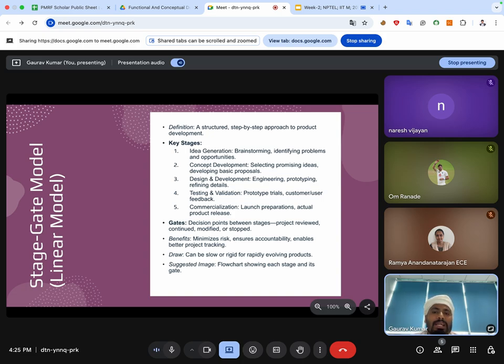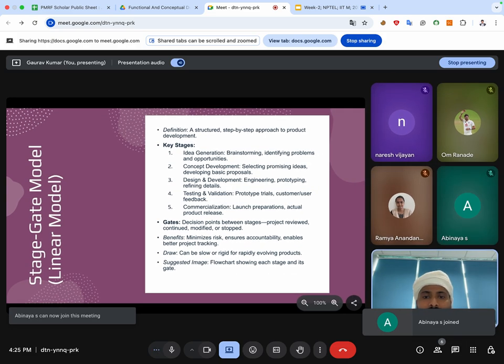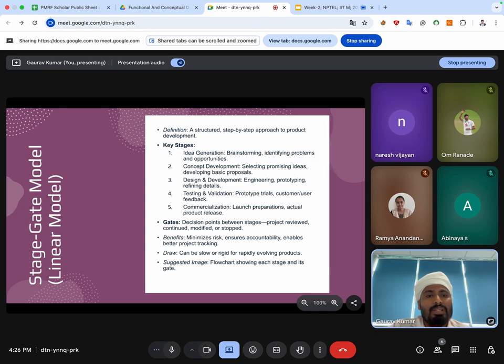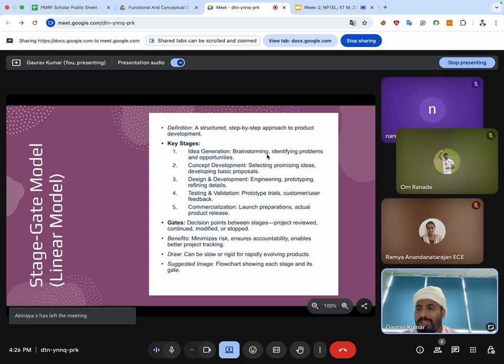We also need to take care that this model can be too rigid for fast paced innovation or a tech startup. If used incorrectly, it may delay creativity. So I hope it's clear to everyone. Can we move to the next slide?